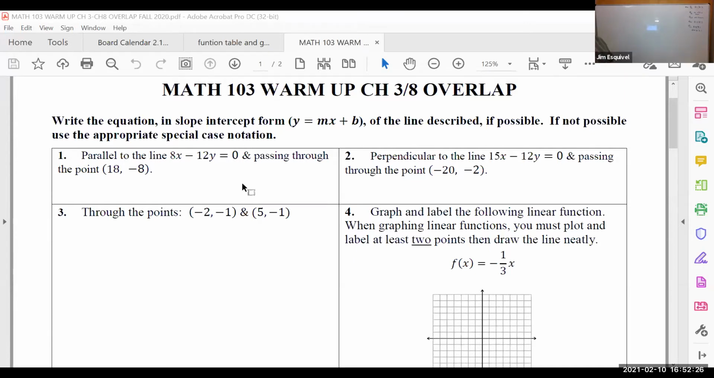And you're going to have to write the equation of either a line that's parallel or perpendicular to another line that goes through some given point. Just like this first one or this second question right here.